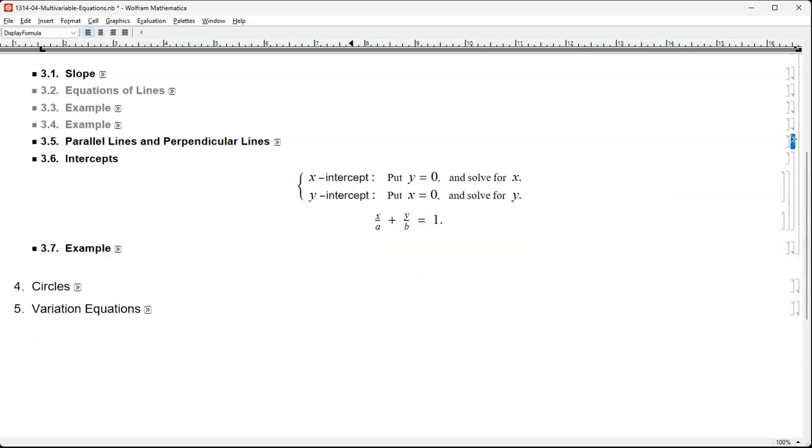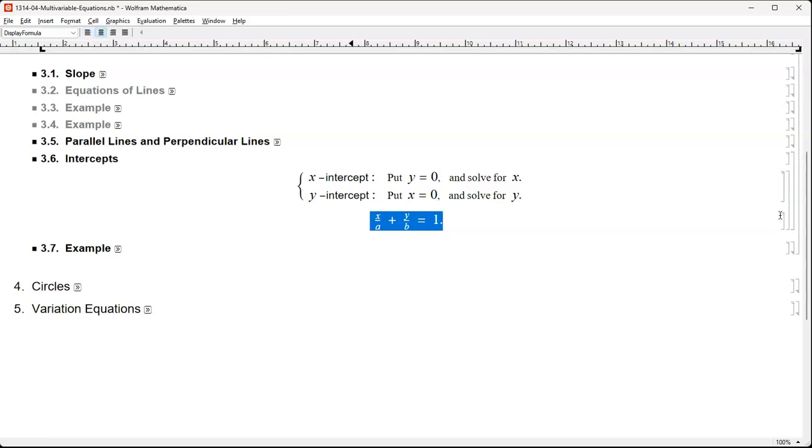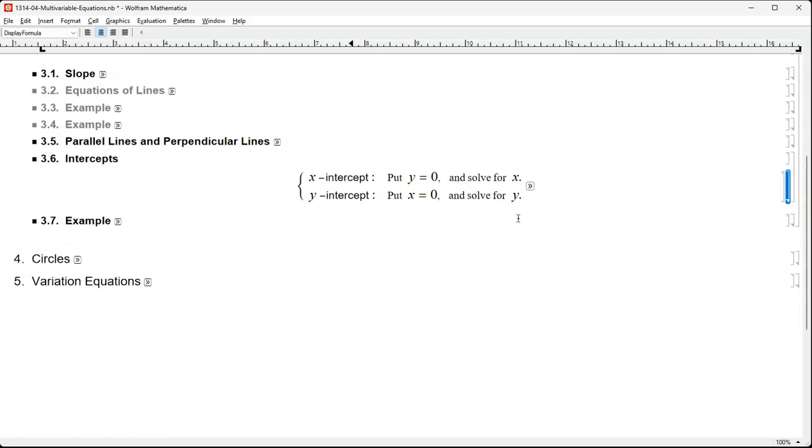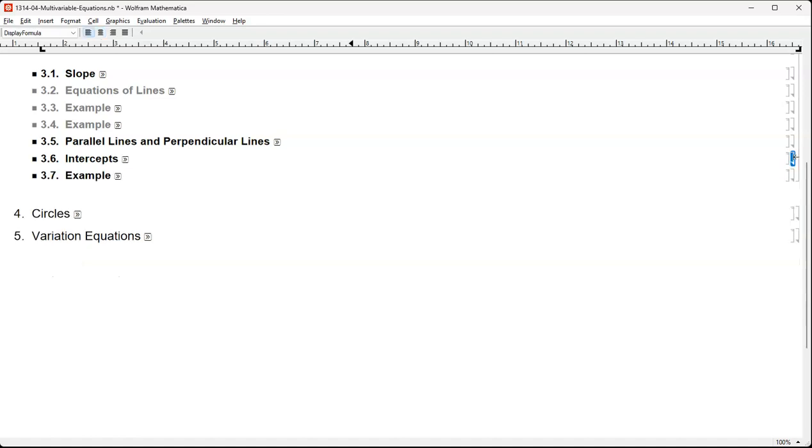Put y is 0 and solve for x. Put x is 0 and solve for y. And if you want to solve that in general, you're going to get this form, the intercept form of the equation of the line. No, I don't think that's important. The scheme, this is important for all cases, in general, for nonlinear equations too.